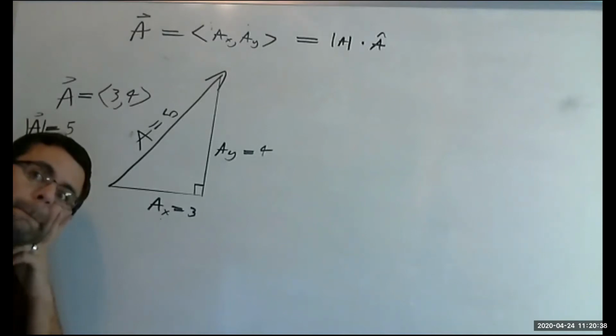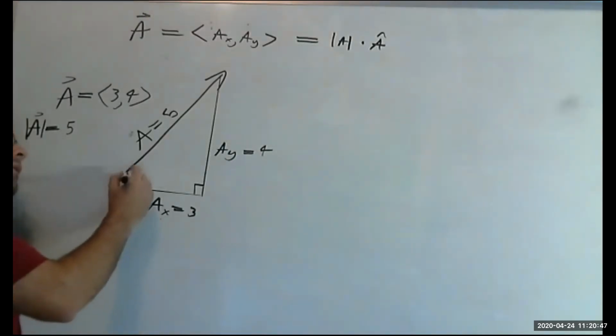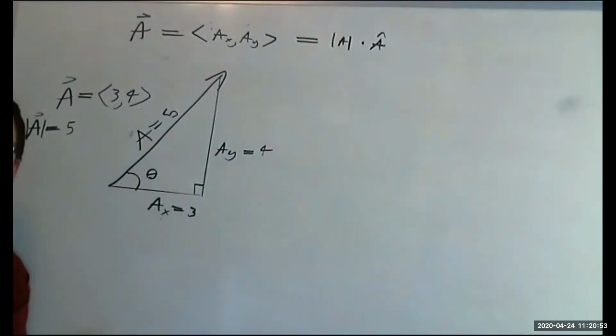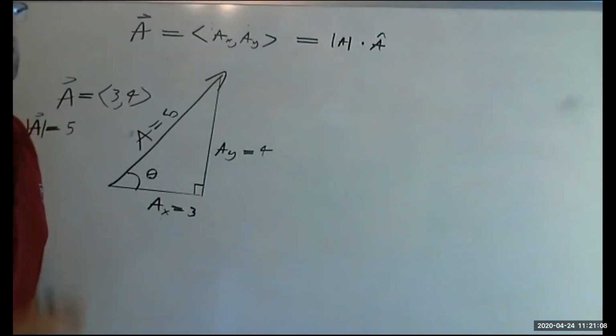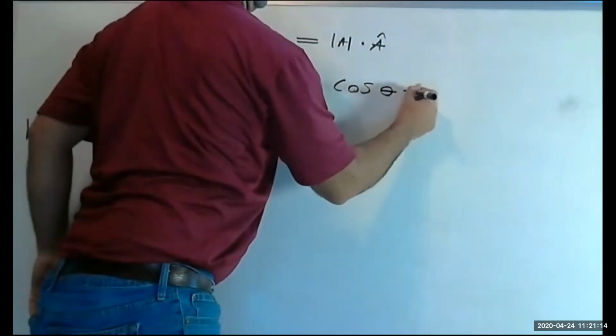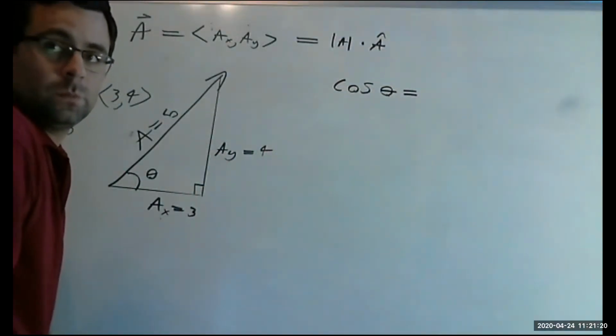Now y'all. I would say this corner right here, the AX line, since the arrow's already going in that direction. This one is theta. So this is back from way at the start of the semester when we defined cosine of theta. What does cosine of theta equal?